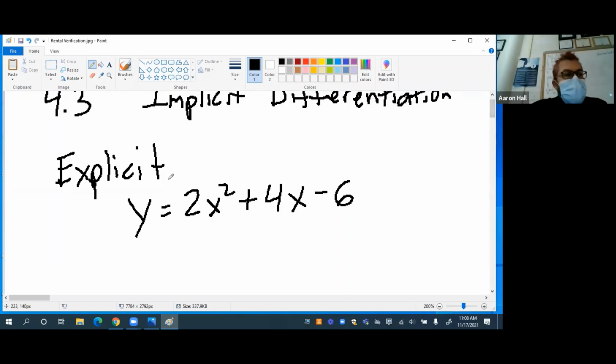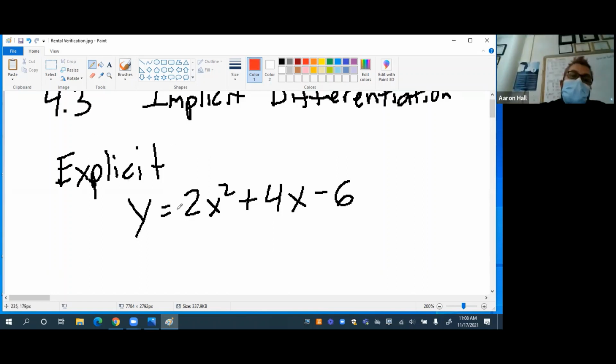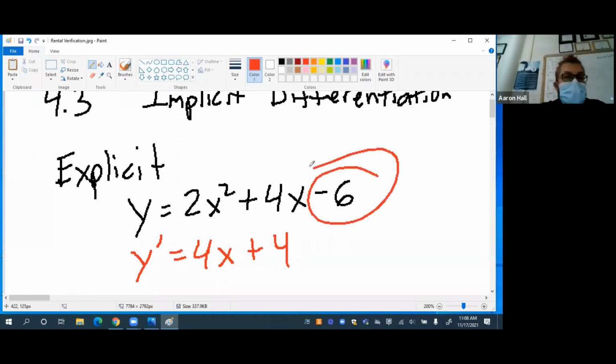What does this explicit mean? Isn't that like directly? Yeah. So if I do something directly, I do something explicitly, then this becomes what? 4x. Y prime equals 4x plus 4. What's the derivative of negative 6? 0. So there we go.